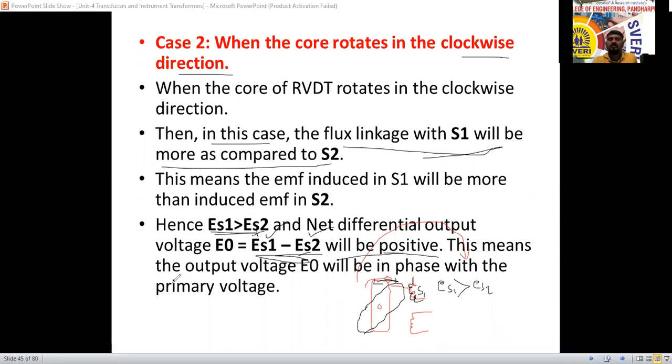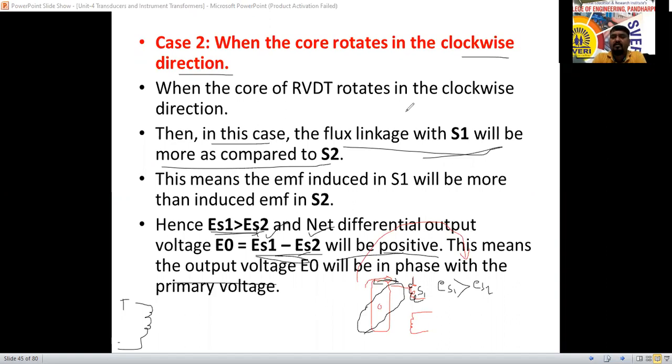This means that the output voltage E0 will be in phase with the primary voltage. The primary, are we providing positive or negative voltage here? The positive we are providing. So the output is in phase with the primary, or whatever the input supply is. Now we can say that.